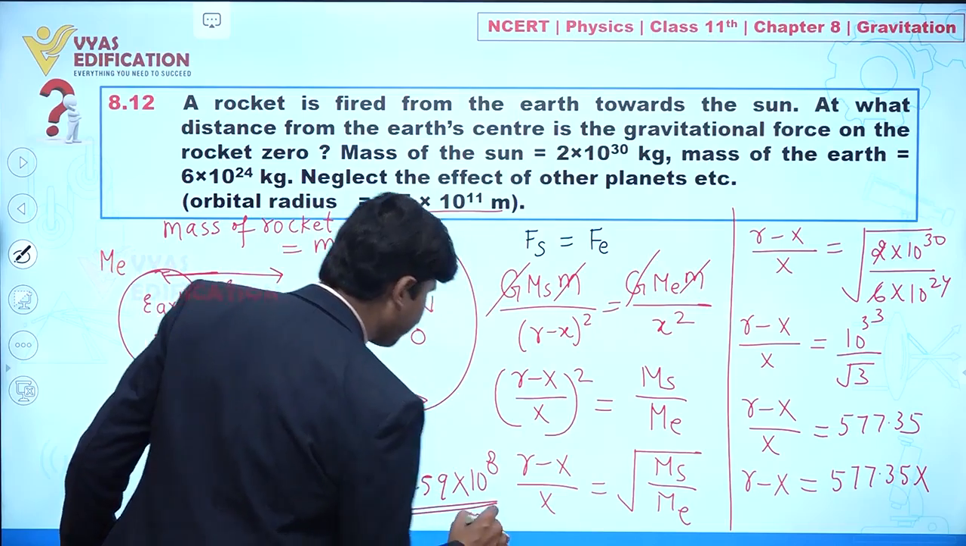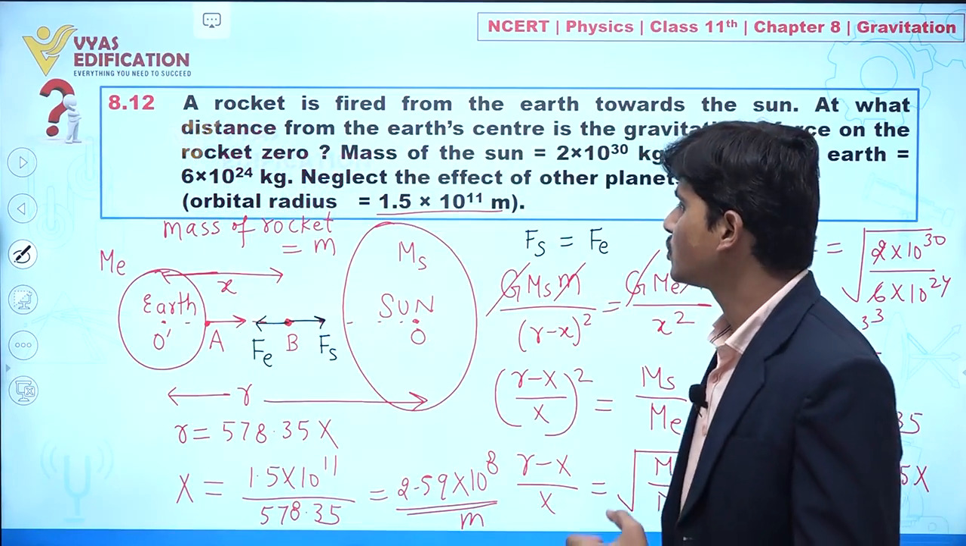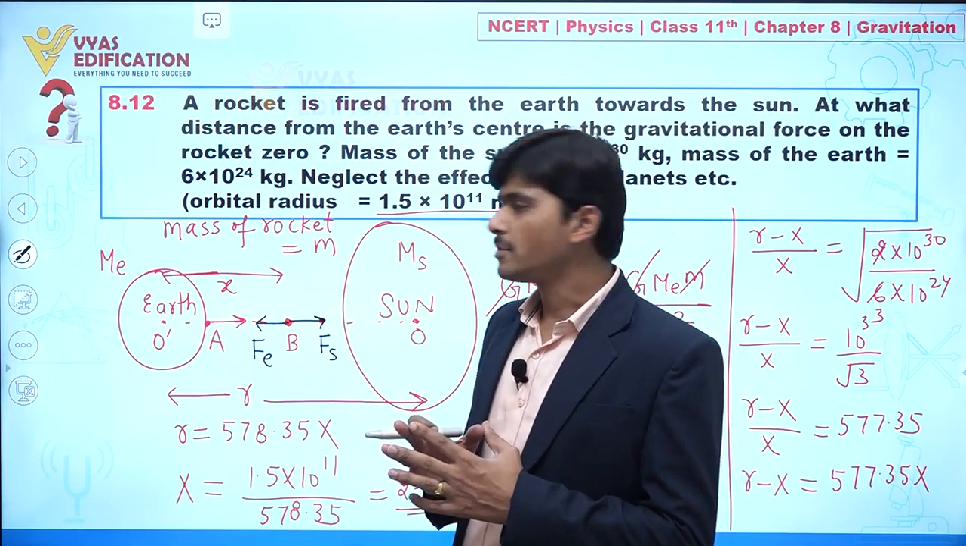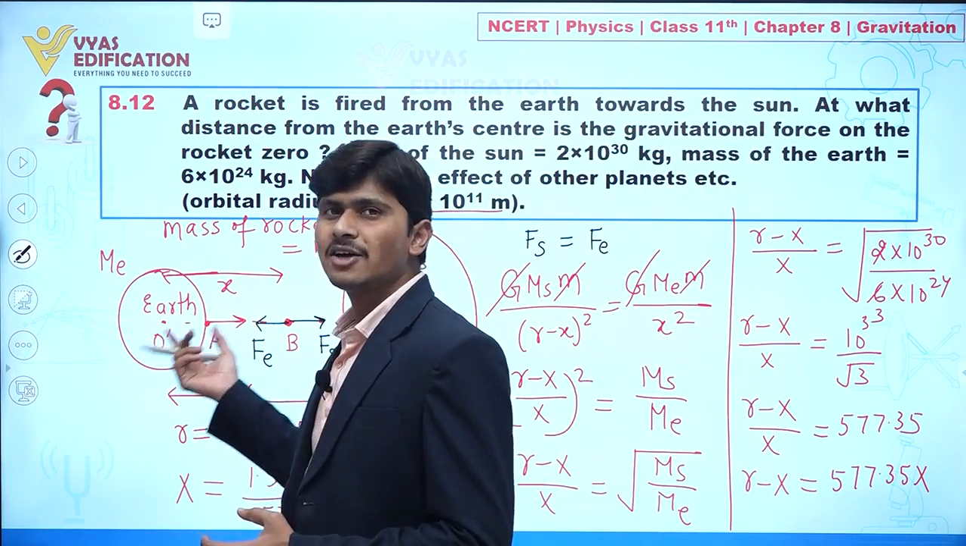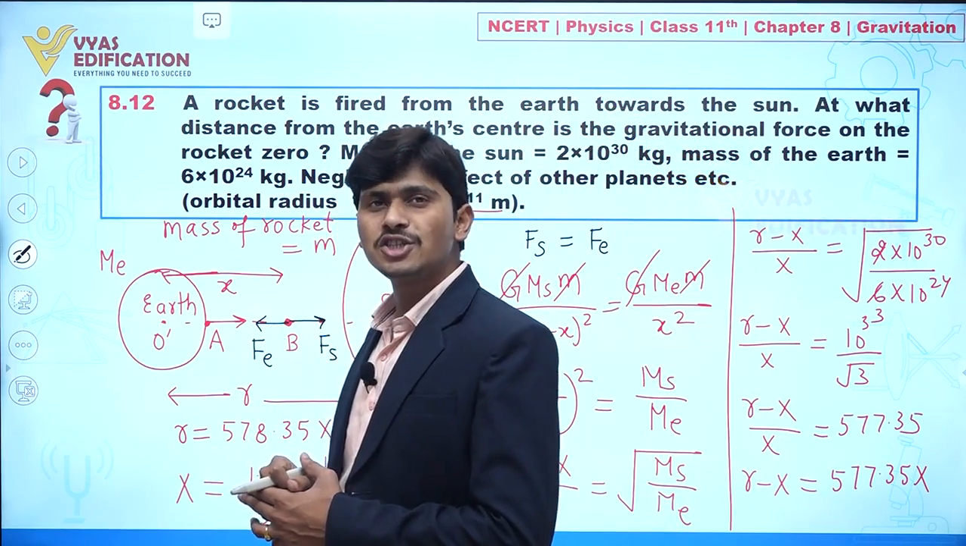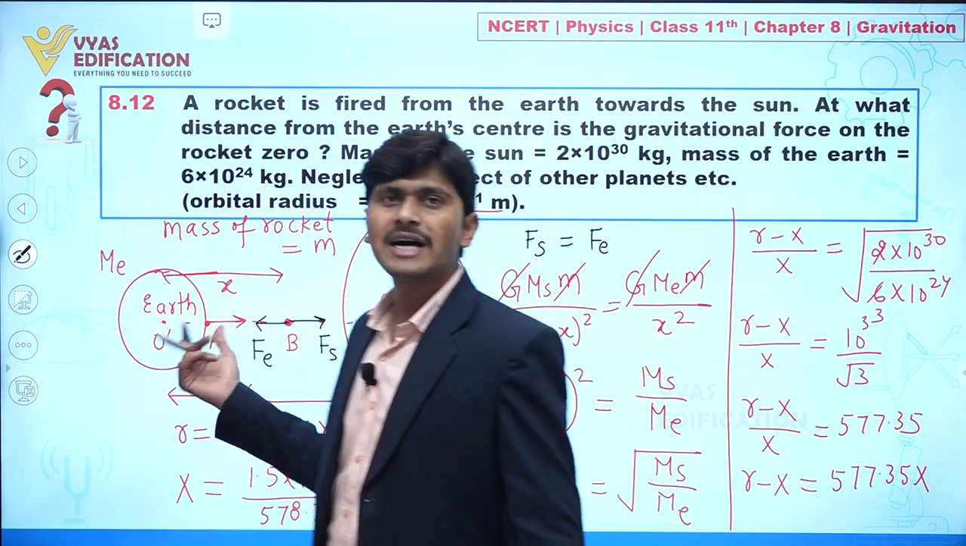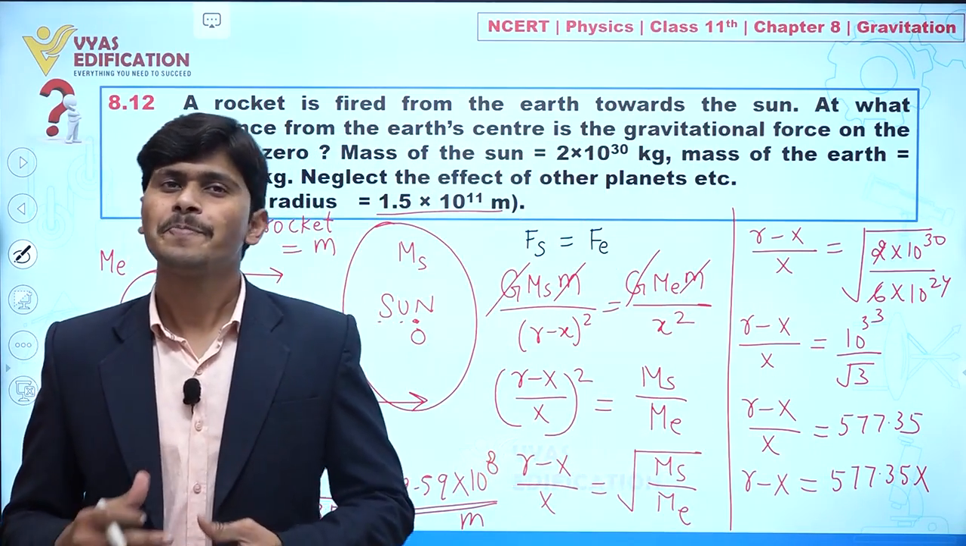this is in meters. Clear? So what is the conclusion or result of this question? The conclusion is very simple. The net force that is acting on this rocket is 0 at a distance of 2.59 into 10 to the power 8 meters from earth. Clear? So this is all about this question.